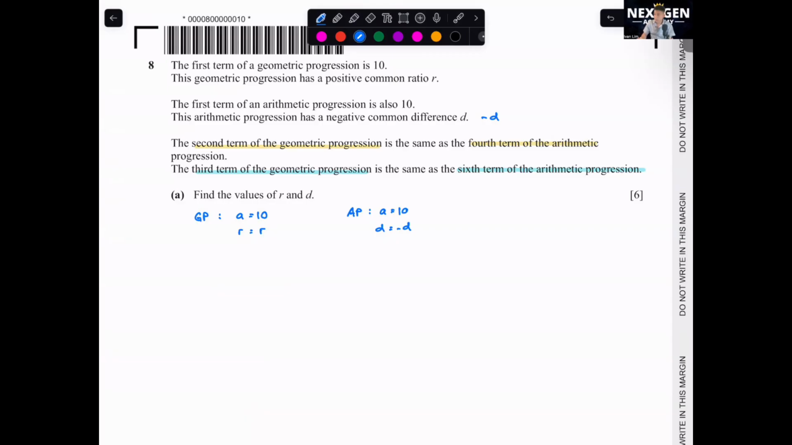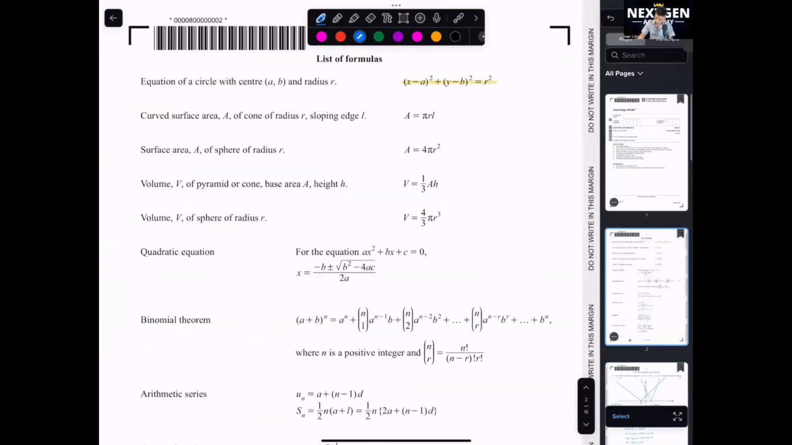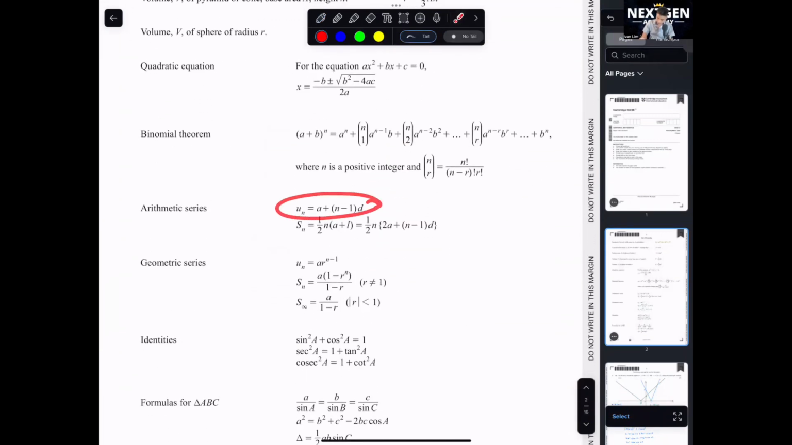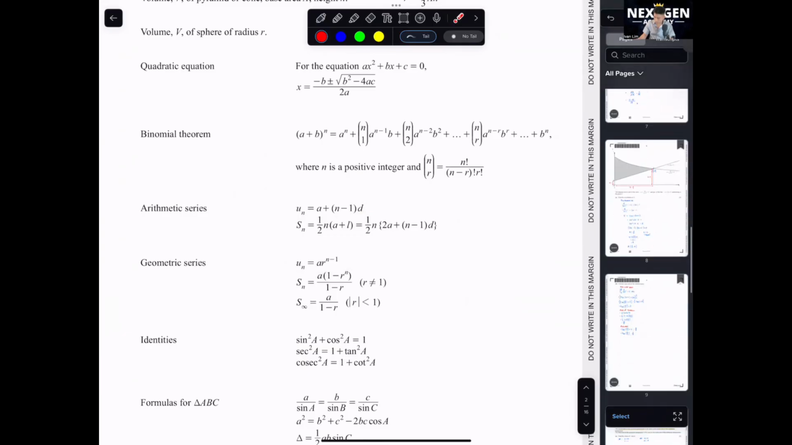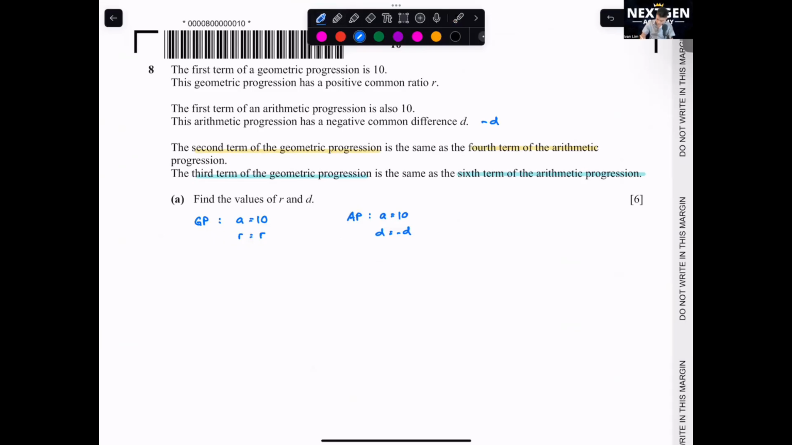Okay, the next part here is they say the second term and the fourth term. So we are all referring to terms. You can go to your formula sheet and write down the formula of arithmetic and geometric progression first. Okay, it's given over here. We'll be using these two formulas. Un here is the nth term: a plus (n minus 1)d, and ar to the power of n minus 1. So for the geometric progression, the formula is un equals ar to the power of n minus 1. The nth term for the arithmetic progression is a plus (n minus 1)d.